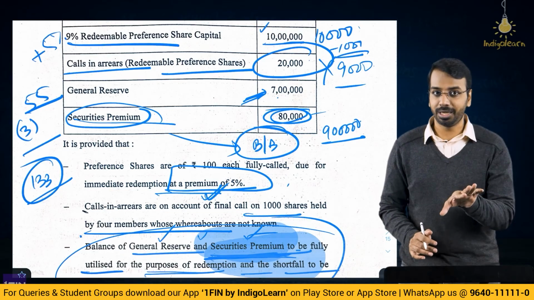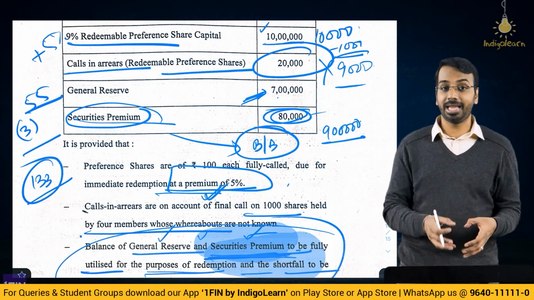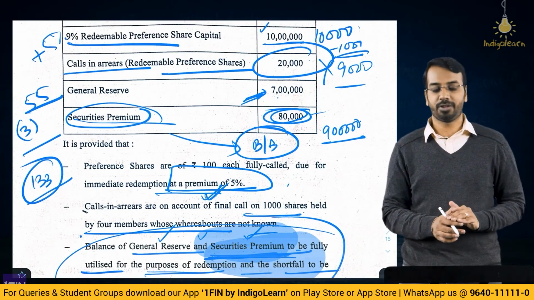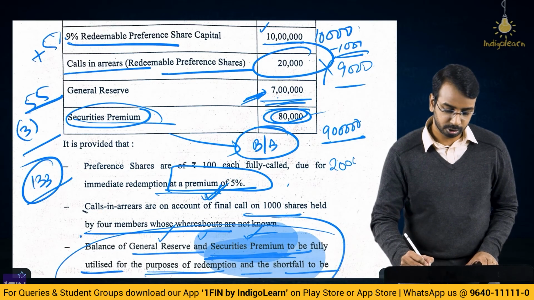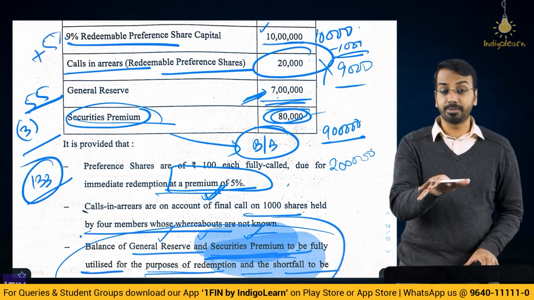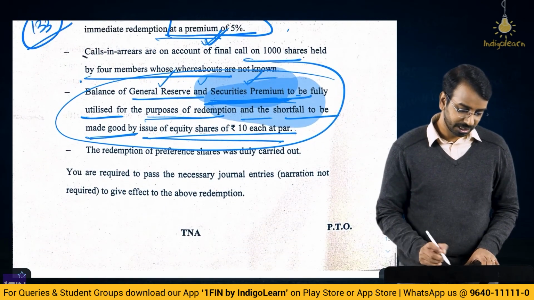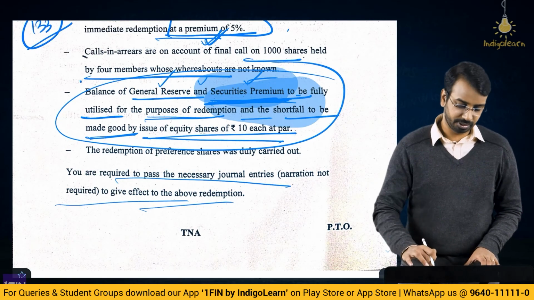Another assumption can be that this company is not complying with Section 133, and hence I can use securities premium to write off the premium on redemption of preference shares. Then this entire 7 lakhs becomes available and I need to issue shares for 2 lakhs. So both assumptions can be possible. This is where we get tricked in the examination. You are required to pass journal entries to give the effect of the above redemption.